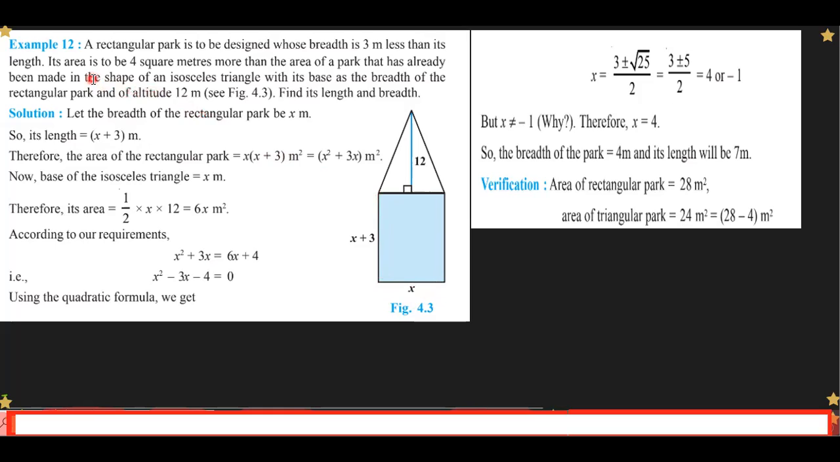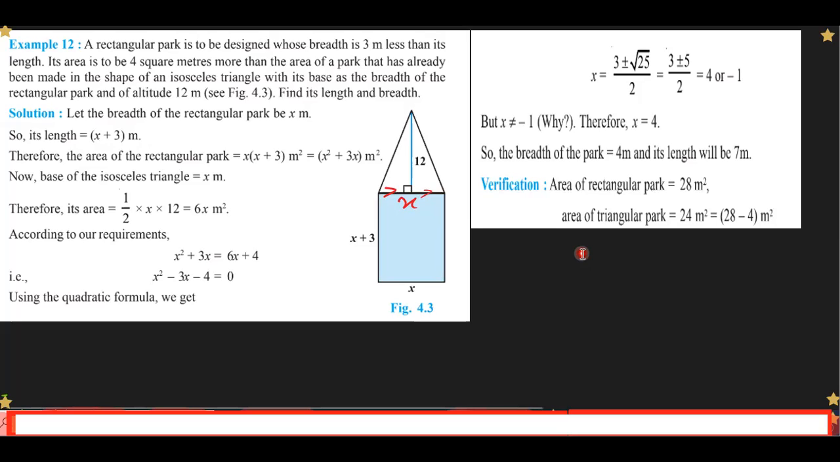Next, its area is to be 4 square meter more than the area of a park that has already been made in the shape of an isosceles triangle with its base as the breadth. देखिएगा, इसके पास पहले से एक आइसोसेलेस ट्राइंगल है और उसका ऑल्टीट्यूड 12 मीटर है, इफ दिस इज x so this is also x. We know that area of a triangle is 1 by 2 into base into altitude, and area of rectangle is given by length into breadth.